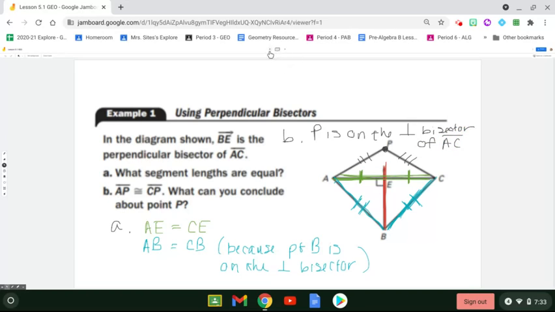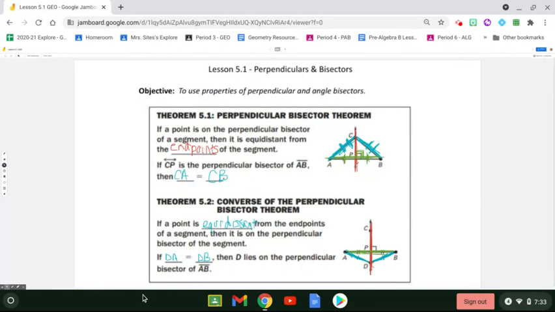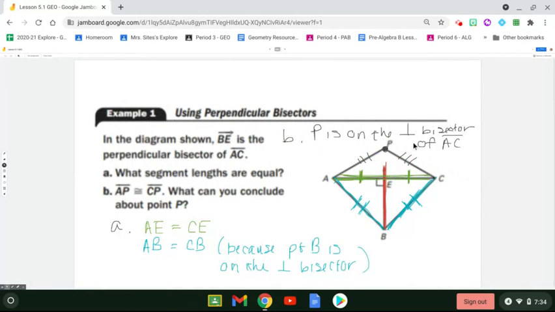Okay, and how do I know that? Well, the reason goes back to the converse of the perpendicular bisector theorem. If you know you have two segments that are equidistant from the endpoints of a segment, then it's on the perpendicular bisector of the segment. So it meets the qualifications for that converse, and I'm going to write that down. Converse of perpendicular bisector theorem. Okay, so that's meeting the qualifications for part B.